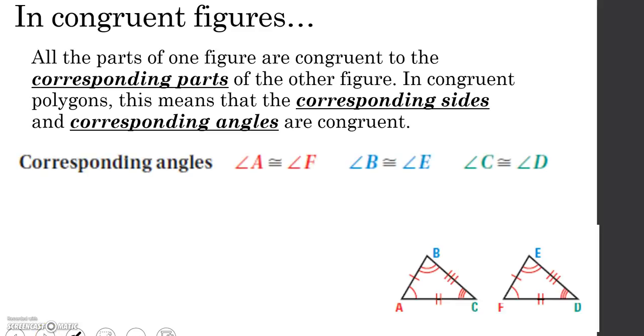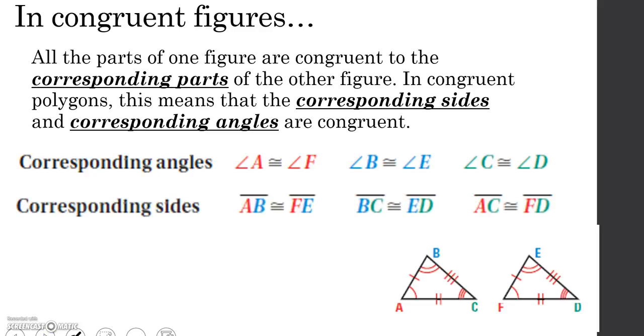For example, corresponding angles. If I ask you what the corresponding angles are, I want to know which angles are congruent to each other. In this situation, it would be A is congruent to F, B is congruent to E, and C is congruent to D. We can also do the same thing with sides. For example, AB is the same length as FE, so those are going to be congruent. We also have BC congruent to ED, and finally AC congruent to FD. You can tell by the markings which ones are congruent to each other.